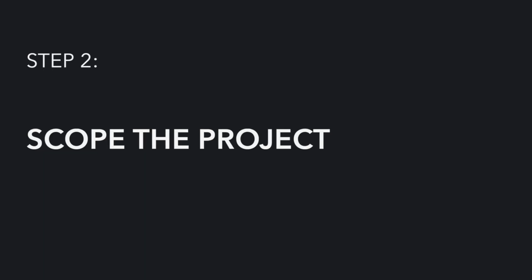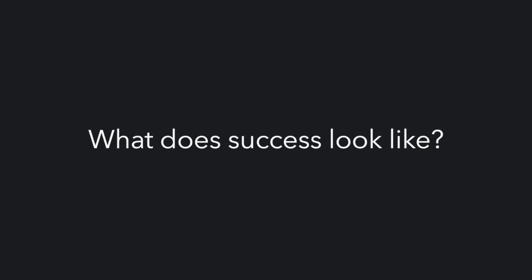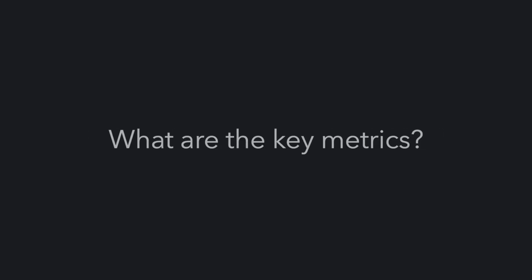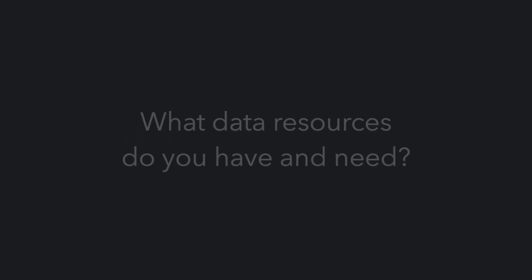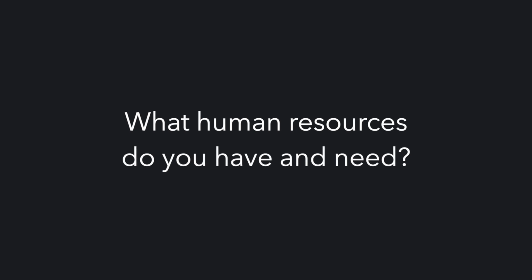Next, you need to scope the problem. So after you understand the business problem and the type of task that you're trying to do, you need to try and scope it. Try and figure out a little more detail. What exactly does success look like? What key metrics will you use to measure system performance? What sorts of data resources do you currently have? What sorts of human resources, meaning AI engineers and technology professionals, do you have on your team that might be able to work on this?